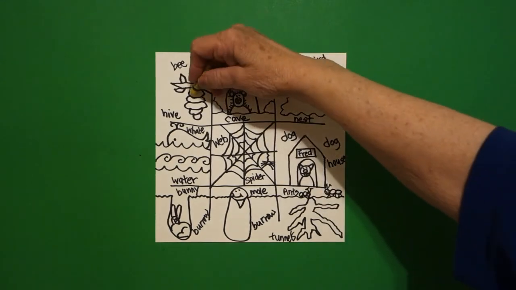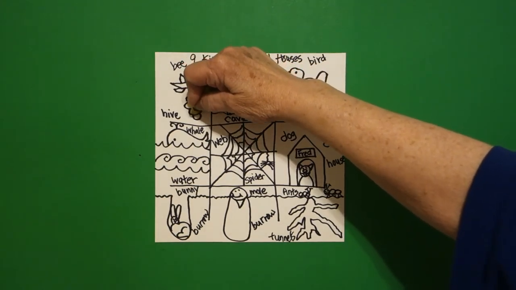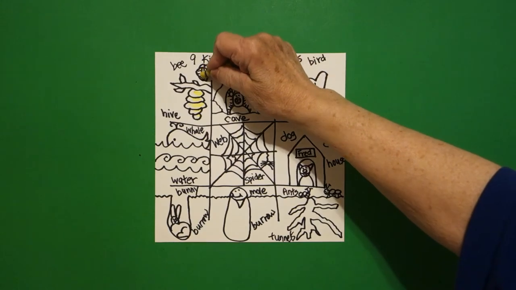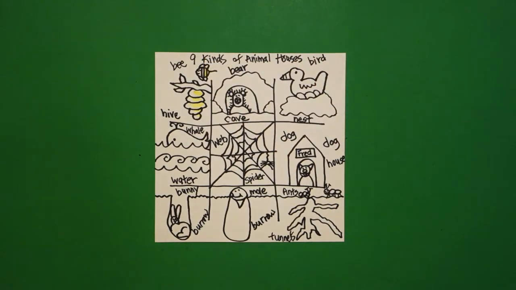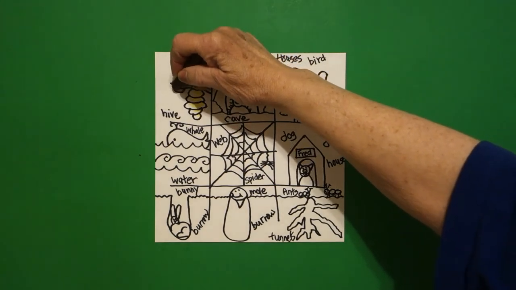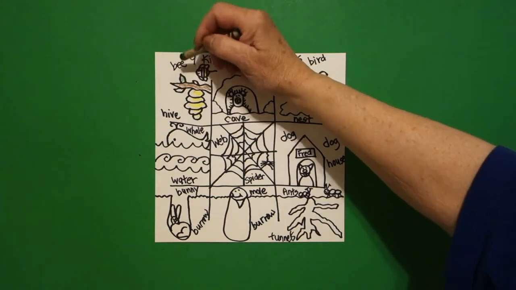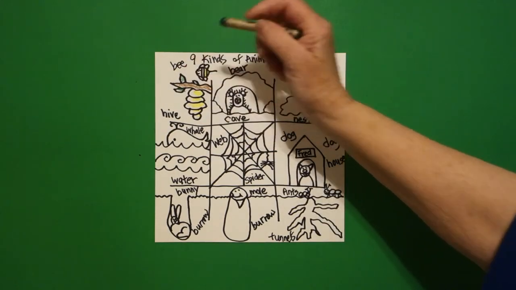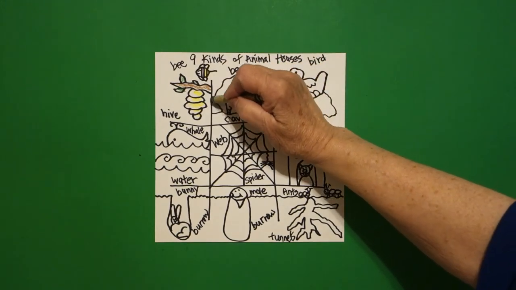Okay, my hive, I'm gonna make yellow. So I'm gonna color that in yellow. And while I have my yellow out, I'm gonna give my bee some yellow stripes. Next, I get a brown and I color my tree branch brown and some green for my leaves. These are pretty easy. Keep your green out because now you're going to do some bushes by the cave.